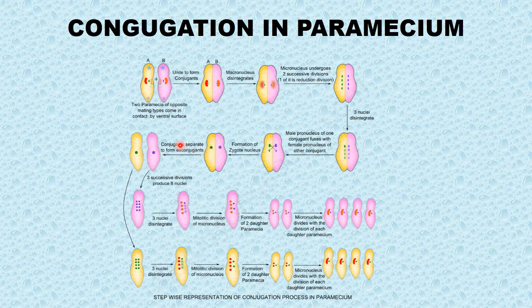Now, moving along, the conjugates separate to form exoconjugates. Now, these exoconjugates go through 3 successive divisions to produce 8 nuclei, as you can see right here. Once the 8 nuclei are formed, 3 of them disintegrate, and the mitotic division of micronucleus takes place, forming 2 daughter paramecium. Now the micronucleus further subdivides, creating 4 paramecium that you can see right here, and this other conjugate also goes through the same process.